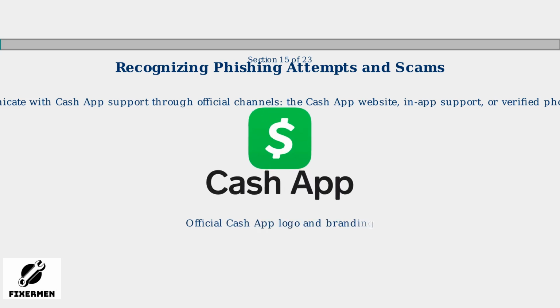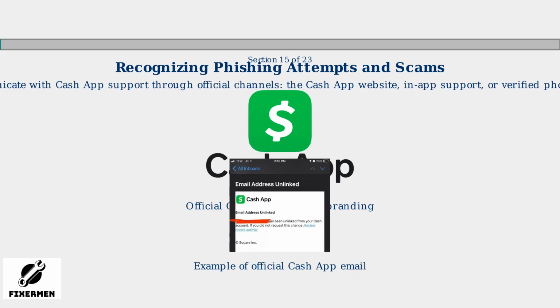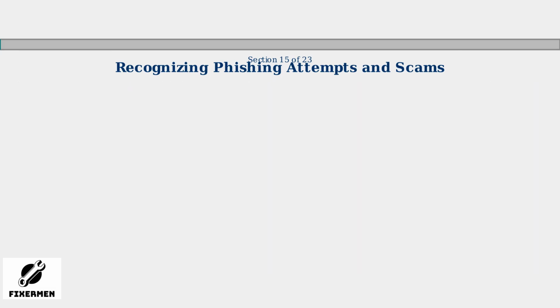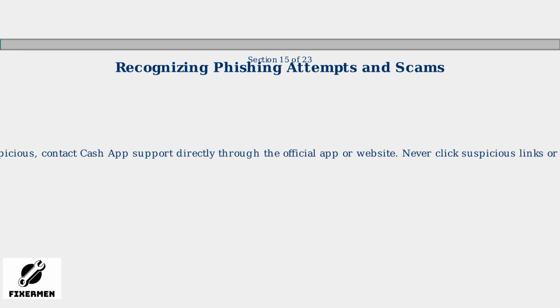Official Cash App communications will always use the correct logo and branding. Look for the green square with the white $ sign. Official emails from Cash App will come from verified domains and won't ask for sensitive information or payments. Here's an example of a legitimate account notification. If you receive a suspicious message, contact Cash App support directly through the official app or website. Never click on suspicious links, download unknown attachments, or share your personal information with unverified sources.